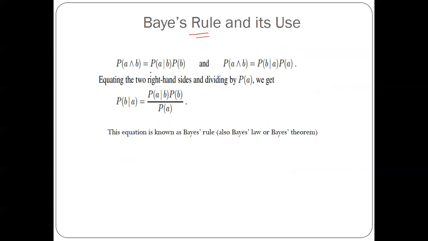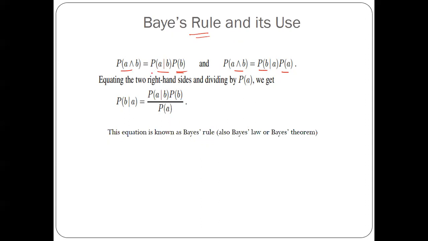So Bayes rule is basically created from this equation. This equation is from the product rule, which we have discussed earlier. Probability of A and B is equal to probability of A given B into probability of B, right? And probability of A and B can also be stated as probability of B given A into probability of A, right? It can be written either way.